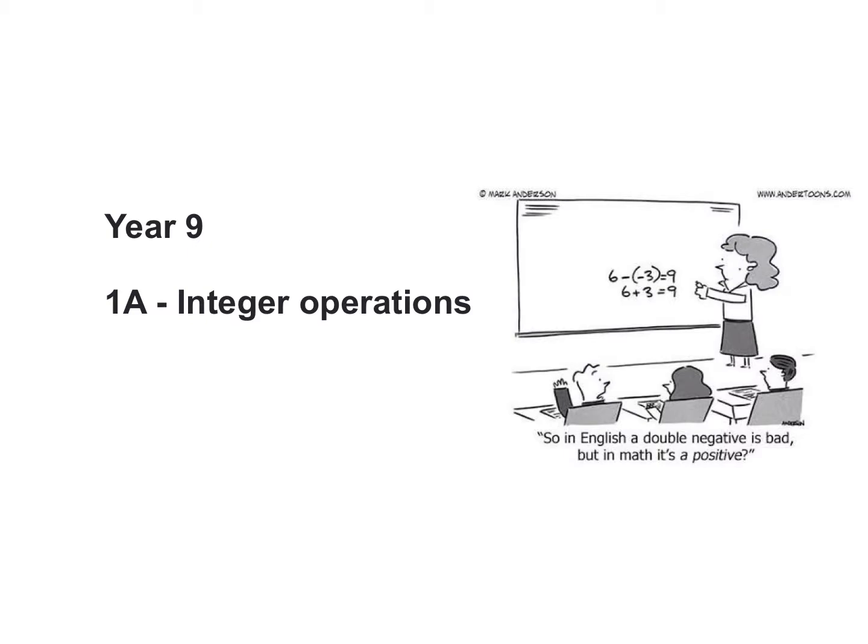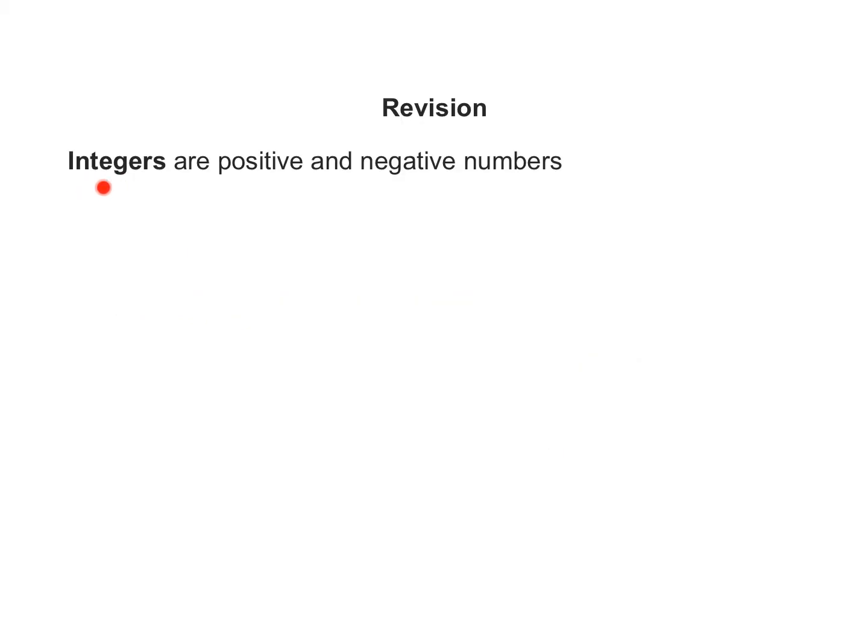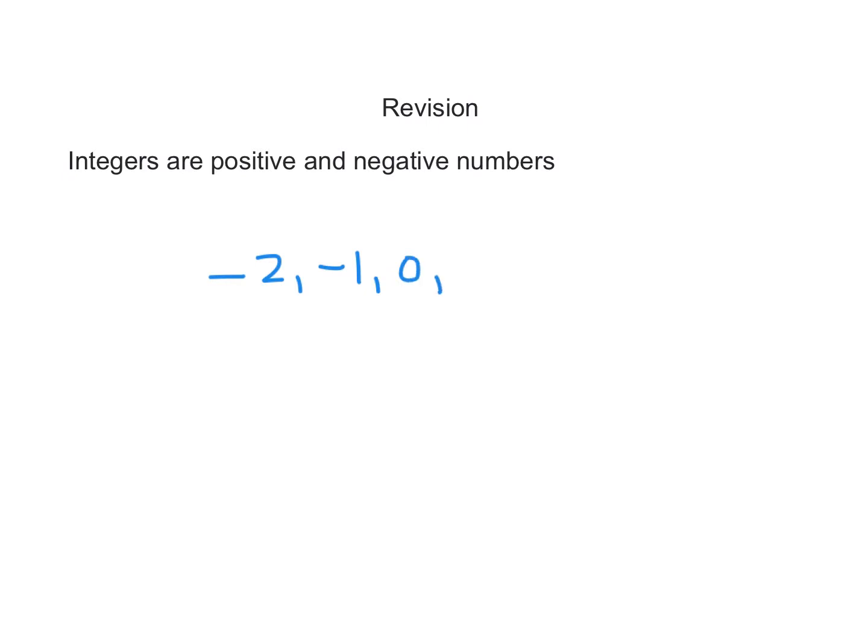Alright, let's get into it. What are integers? Well, integers are positive and negative whole numbers, okay? So they're not decimals. So for example, this is a list of integers: -2, -1, and 0 in this case is considered an integer. 1, 2, 3, and so on.